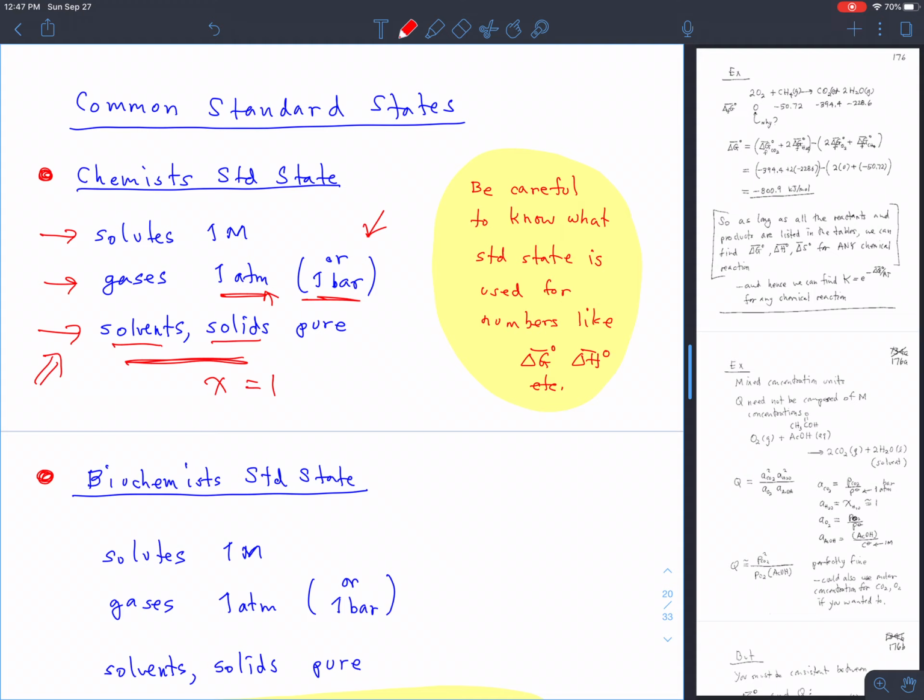If you look in good thermodynamic tables, there'll be a header above the table that tells you what all the standard states are and a bunch of other technical information. You should check that out. Be careful what the standard states are before you start using numbers from a table willy-nilly. Make sure you know what standard states are being assumed. For most tables, it's this standard state that's being assumed.